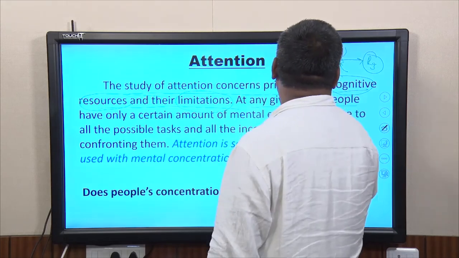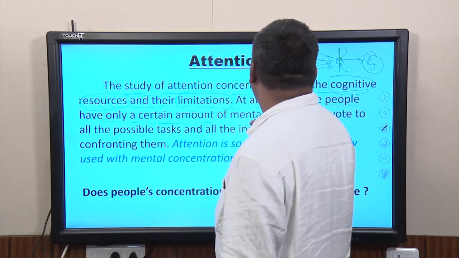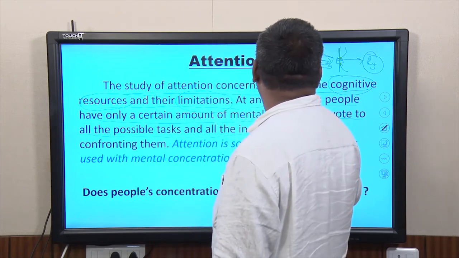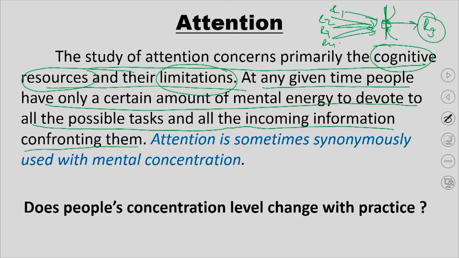Now, at any given period of time, people only have a certain amount of mental energy to be devoted to all possible tasks and all the incoming information confronting them. So, what is the attention filter? The attention filter is how much mental resource or cognitive resource is available with you. The cognitive resources that people have get divided or used up by the brain for certain functions.